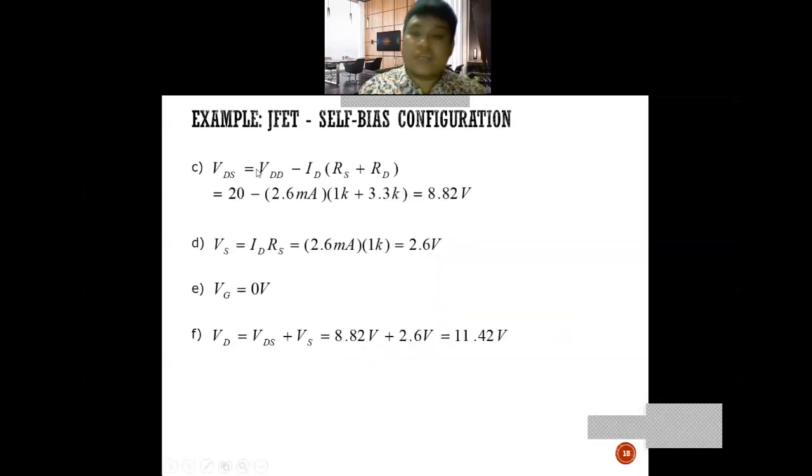So VD equals VDD minus ID times RS plus RD. Vs equals ID times RS, and Vg equals 0 volt because VGG is 0 volt. So Vd equals VDS plus Vs. Okay.